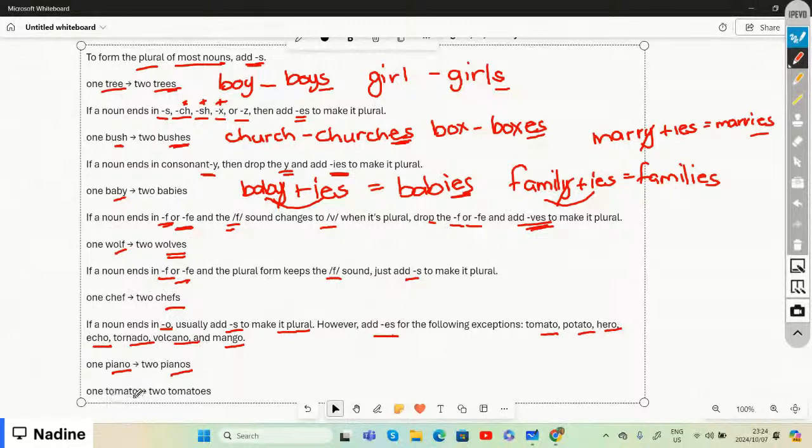For example, one tomato with an O, but two or more tomatoes, added with O-E-S. One mango, two or more mangoes. Add ES to that word.